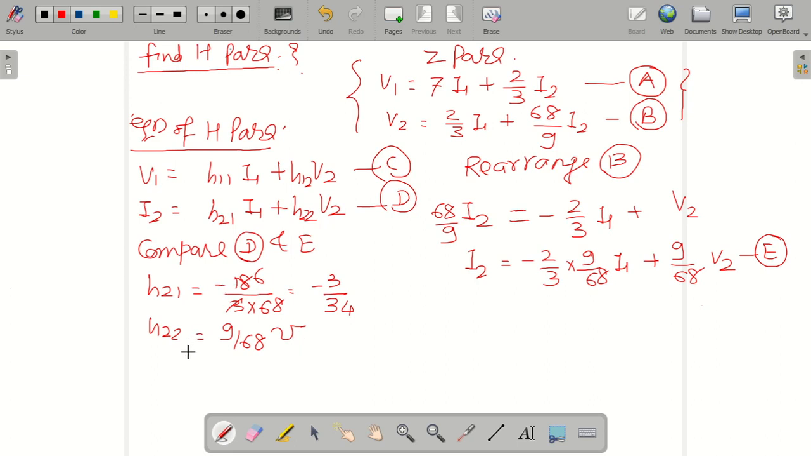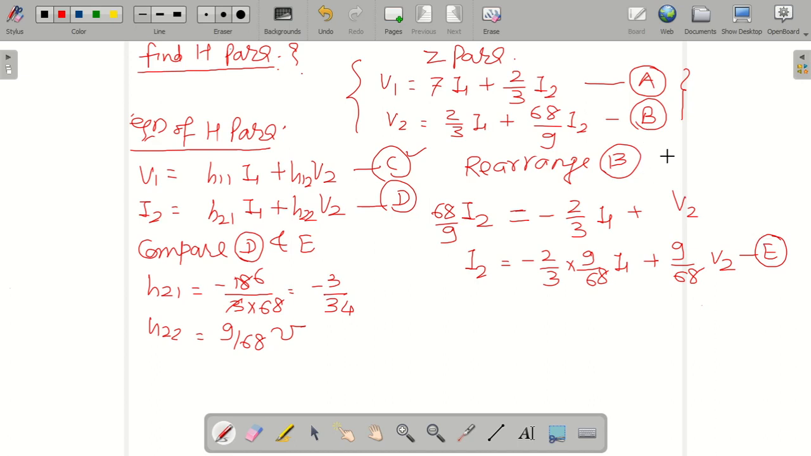Now I want H11 and H12 also. H11 and H12. Please see equation क्या है. V1 in terms of I1 V2. V1, V2, I1. I don't want I2. Is it clear? V1, V2 and I1 term is there. No I2. So एक काम करते हैं. Put the value of E.